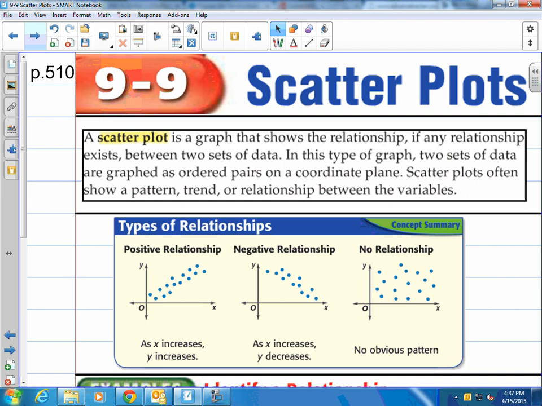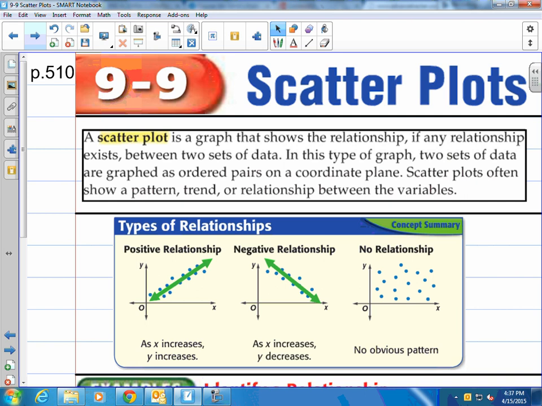That's what you might call it, a trend or a pattern. We call it a relationship here in math, between the two variables. And if you look at the types of relationships, you have a positive relationship. If you plotted your points and you saw that it was increasing from left to right, or as they say, as x increases, y increases, you would say that would be a positive relationship. Now, if you see that it's going down from left to right, as x increases, y decreases, then we would say that's a negative relationship.